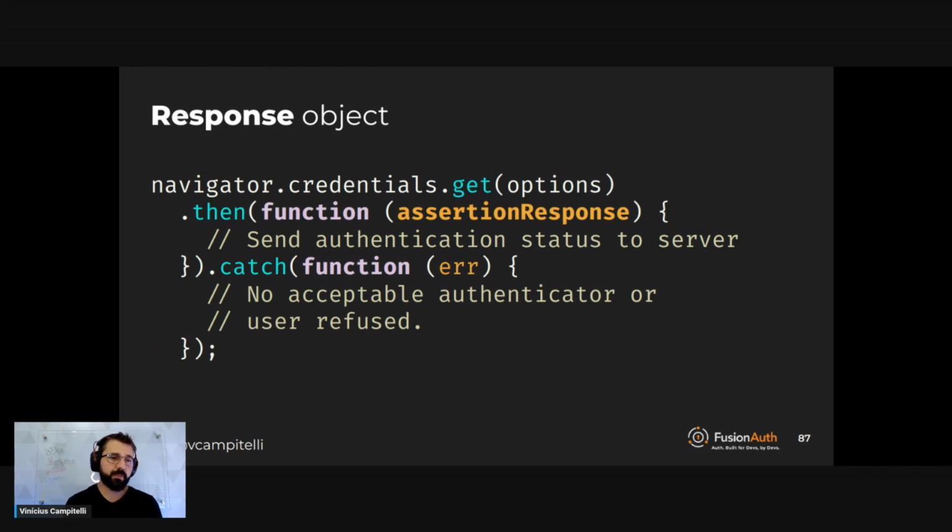So when the promise resolves, it's gonna return this assertion response object. It's pretty well documented, and it has a lot of information about the authenticator, about the user, about the public key that's being returned.